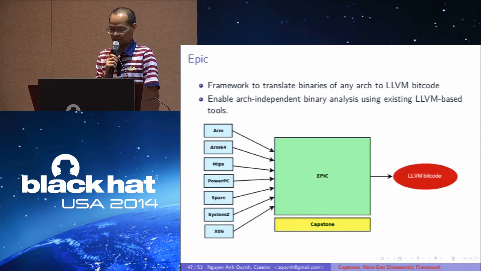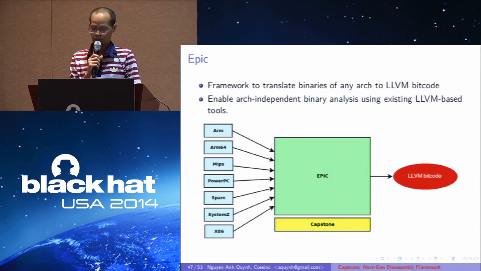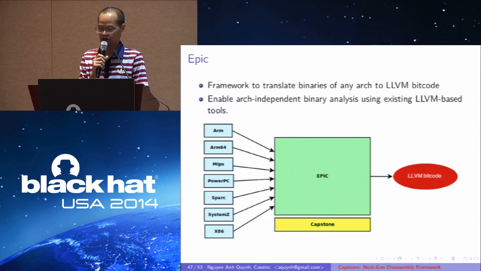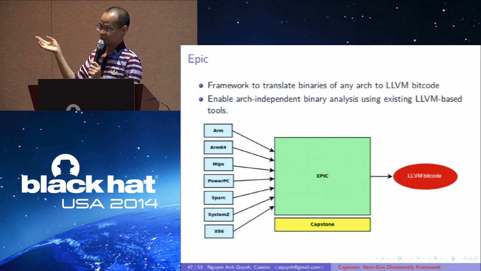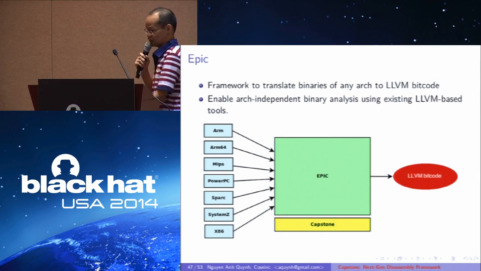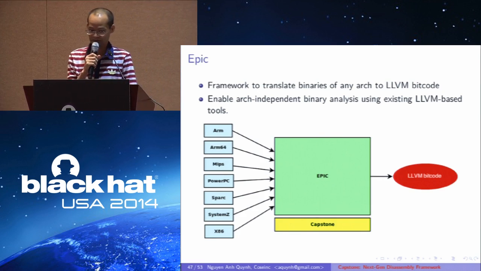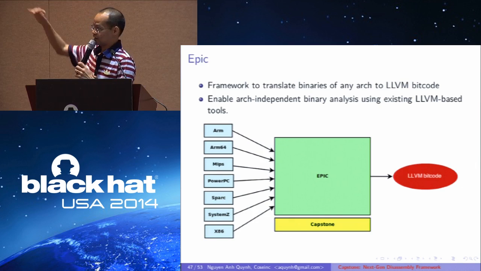Another tool which I'm trying to build now, still work in progress, is a framework named Epic, which can translate binaries from all the architectures on the left side to LLVM. On the right side, you have LLVM bitcode as the output. And after you have the LLVM bitcode, you can use many existing binary analysis tools using LLVM. So you can do binary analysis with all those architectures on the left side.